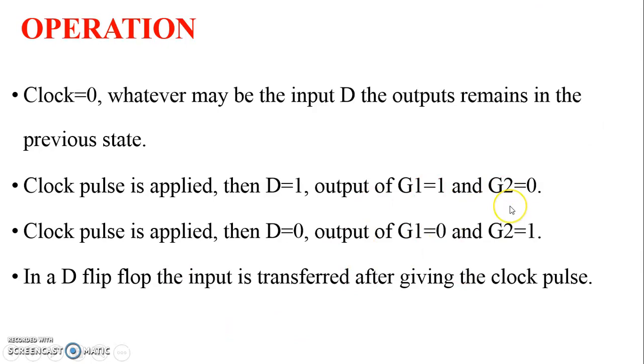These conditions occur only based upon the NAND circuit and the NAND truth table. For a NAND truth table, whenever one input of the NAND gate is low, definitely we are going to get a high output. So these are the operations of the D flip-flop.